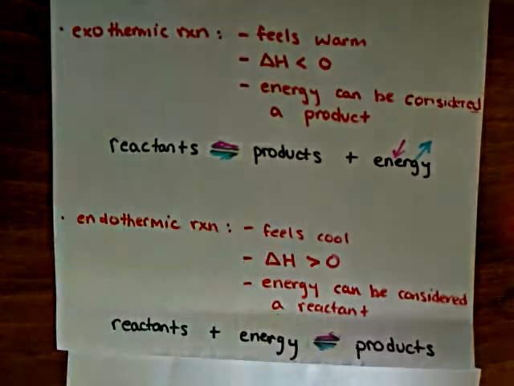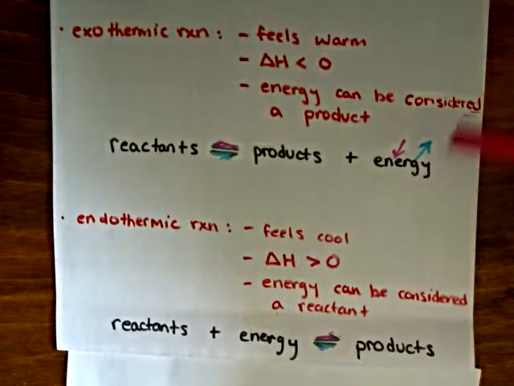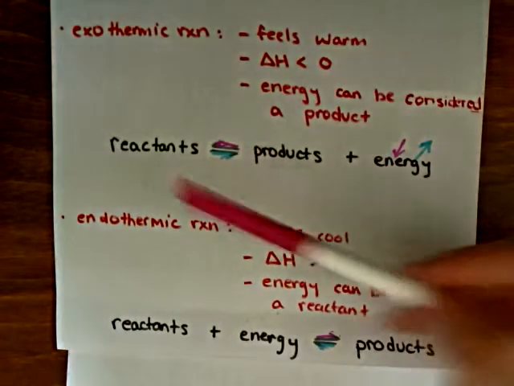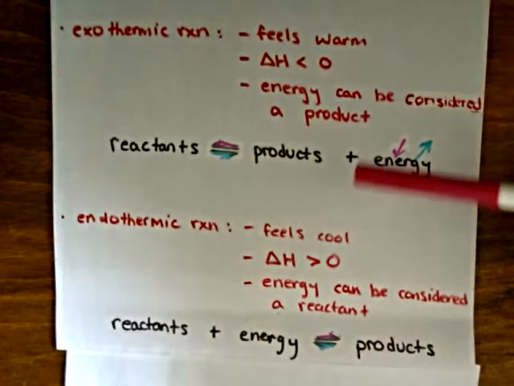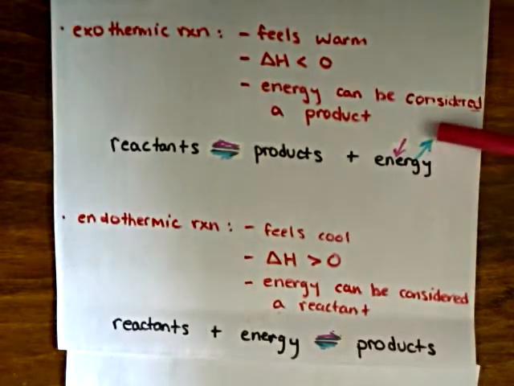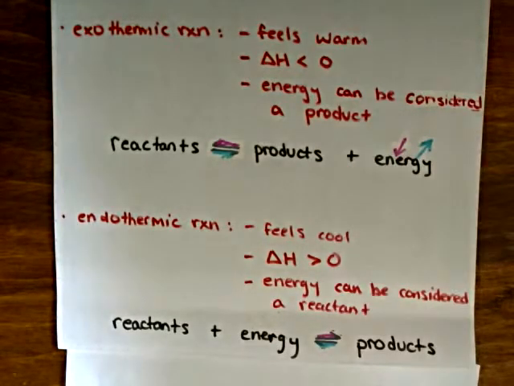So whatever process is being done, if we're warming it, the red arrow will point in the direction that the equilibrium will shift. But if we're cooling it, the blue arrow will point in the direction that the equilibrium will shift. Okay?